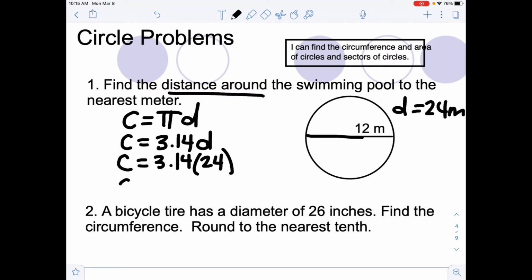Then in my calculator, I'm going to take 3.14 times 24, and I get 75.36, and it says round to the nearest meter. So it would be 75 meters.